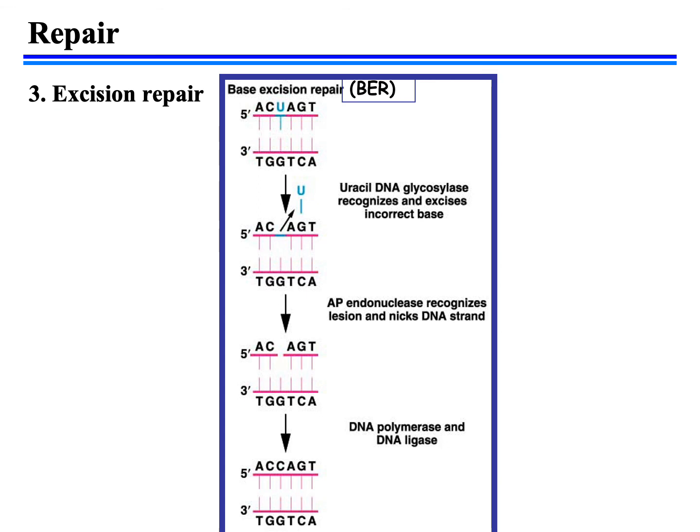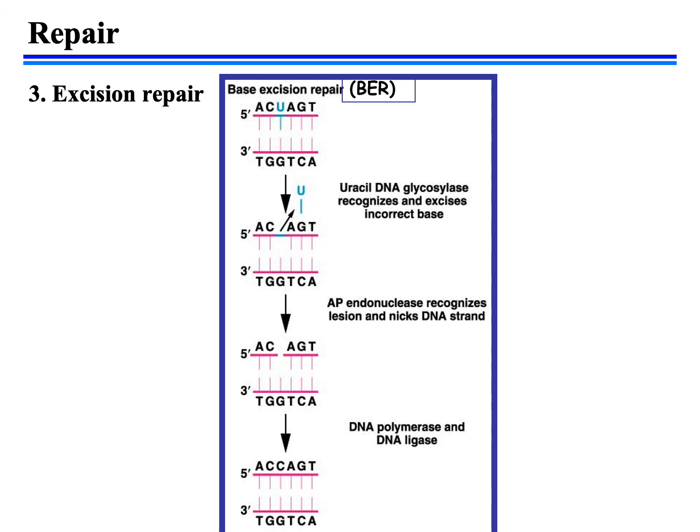The last two examples are types of excision repair, but they are subtly different from one another. So the example that you see on this particular slide is known as base excision repair, also known as BER. In this particular example, there are additional enzymes that are involved in this particular repair process. There are enzymes known as DNA glycosylases. These are enzymes that recognize incorrect bases and remove them by hydrolyzing the glycosidic bond.